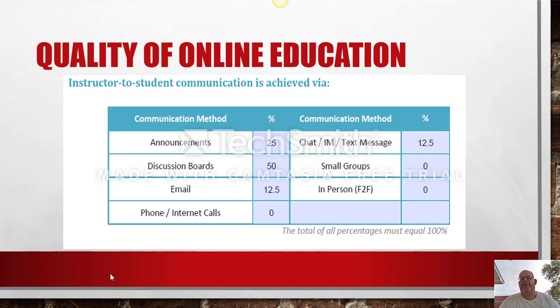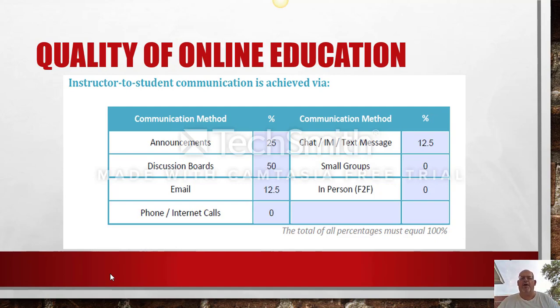So I figured out about 25% of our communication is through online announcements. We have to read every week, and he has on there exactly what we have to do and how it's lined out. Discussion boards, massively our way of talking, probably greater than 50%, but for this I put down 50%. Emails, I do get little emails from you, Dr. Heaney, about different things that I need to do, and so that's about 12.5%, and then 12.5%, there's some different chat, IM, text message systems that we could probably use on here too.